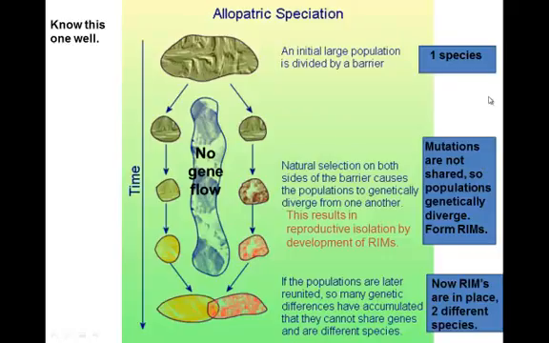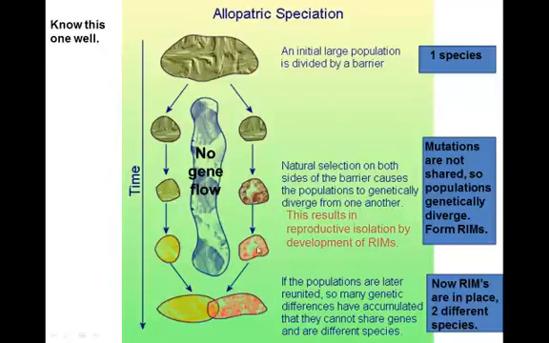Here is an illustration which describes the allopatric model of speciation. Here I give you some good advice, know this one well. So the colors actually represent different populations. Initially, we have a single species. It's divided into two populations by a barrier which prevents gene flow. Over time, we can see that genetic differences accumulate. This is due to mutations which occur in the separated populations but are not shared because of no gene flow.